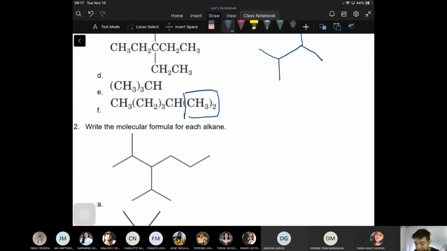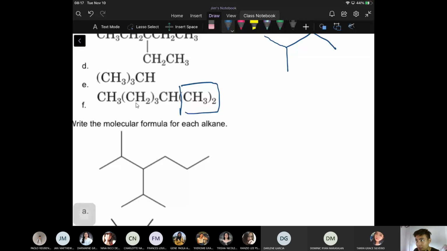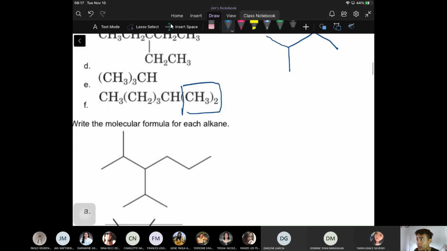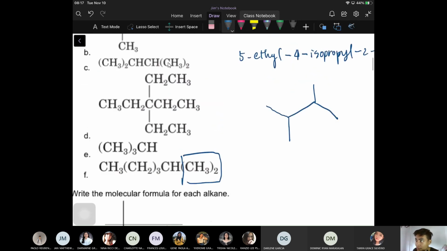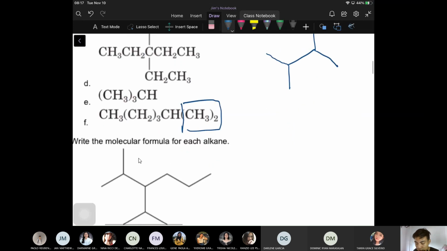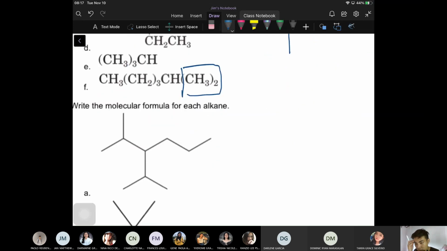So, ibig sabihin kapag CH2 yung nakaparenthesis, kasama yan sa chain. Pag CH3, nasa dulo yan. Okay? Such as this one and this one. Yung mga CH3s nasa dulo, yung mga CH2 nasa gitna ng chain. So, you don't have to skip them. Kailangan kasama sila. So, paano tayo magbibilang ng carbon dito?